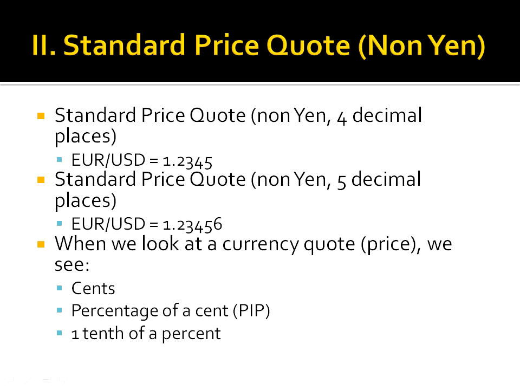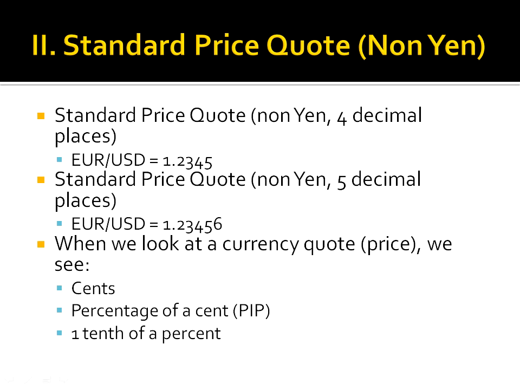A standard price quote for a non-yen currency pair, which is an example of a 4 decimal place. So the euro USD means 1 euro will buy 1.2345 USD. Standard price quote, non-yen for the 5 decimal places, 1 euro will buy 1.23456 USD. So there's 5 places after the decimal on a 5 decimal quote.